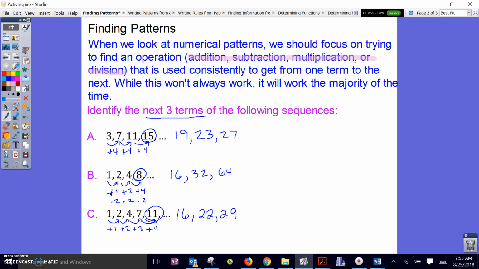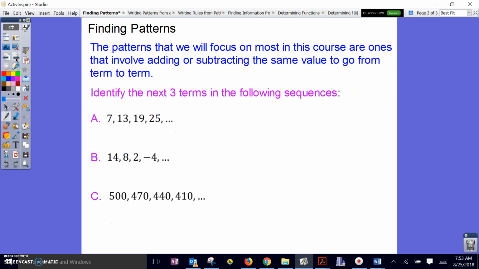Alright, let's do just a couple more examples. I will say that in this particular unit, the patterns that we're most interested in are ones where we're adding or subtracting the same exact value to go from term to term. Those are the ones that we're going to be most focused on. So let's look at what we've got going on here. We're adding 6, we're adding 6, we're adding 6, and so I'm going to continue to add 6 starting here. So 25 plus 6 is 31. Add 6 to that, add 6 to that. Those should be the next 3 terms in this pattern.